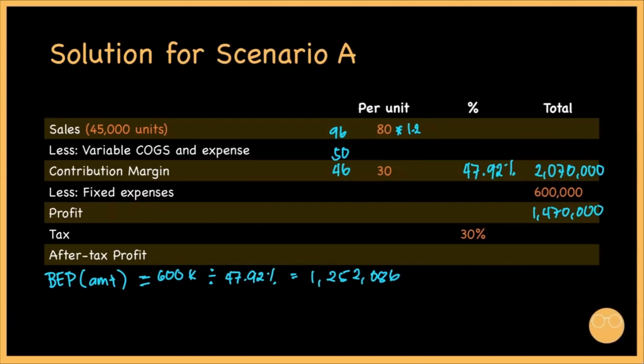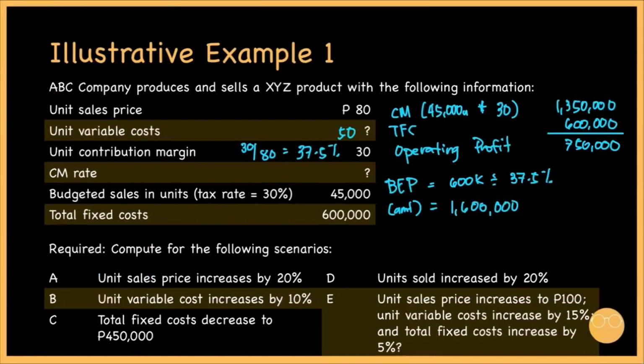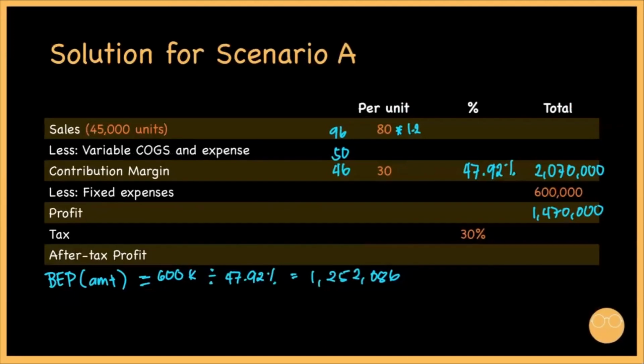Now, in terms of break-even point, before the increase in the unit sales price, you would have to sell 1,600,000 in terms of amounts. But in this case, you will only need to sell 1,252,086 pesos. Meaning to say that you will sell less in terms of amounts for you to reach the break-even point in terms of pesos.